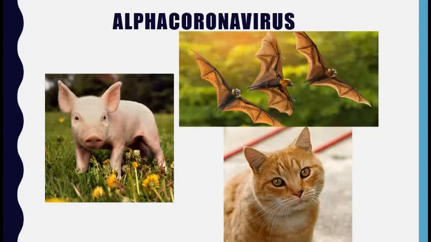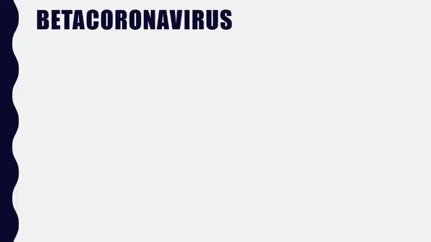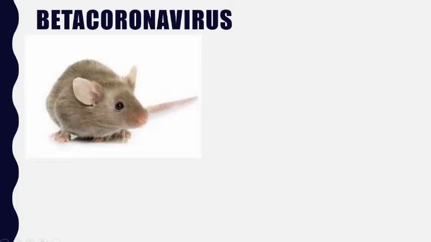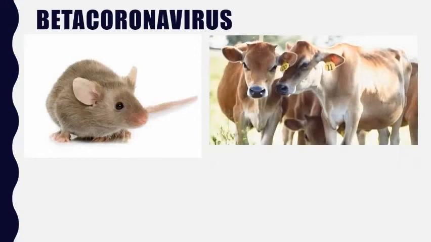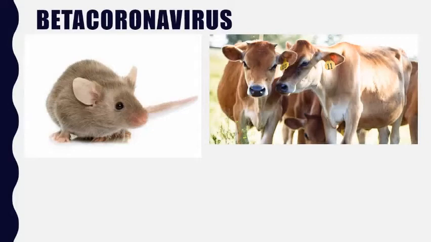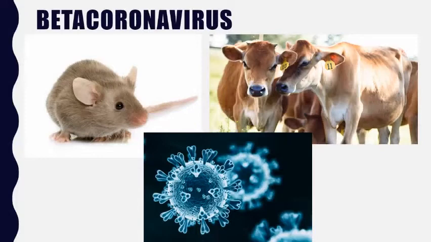The next one is beta coronavirus. So, it occurs in rats. So, we have the mouse hepatitis virus. Next one is the bovine coronavirus. It's a diarrhea-causing virus of cattle. And of course, we have here SARS-CoV. So, it is the severe acute respiratory syndrome associated with, of course, the coronavirus. So, we have now SARS-CoV-2 or the nCoV or novel coronavirus. So, it belongs to beta coronavirus.